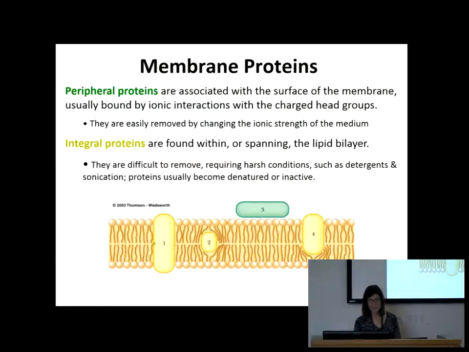Sometimes we see these integral proteins as sort of inside-out proteins, where the polar part will be in what we call a pore, right, to allow polar things through the membrane. And then the outside will be nonpolar, so that it can interact with the nonpolar part of our membrane.